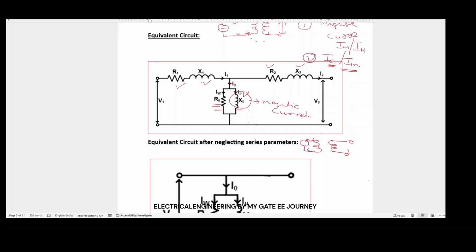Why? Because this is the applied voltage, and this is I mu or Im. The current which is used for creation of the magnetic field lags the voltage source by 90 degrees. And the other component, which is going through this resistance, where resistance means representation of iron losses, is in phase with the voltage. That is IC.